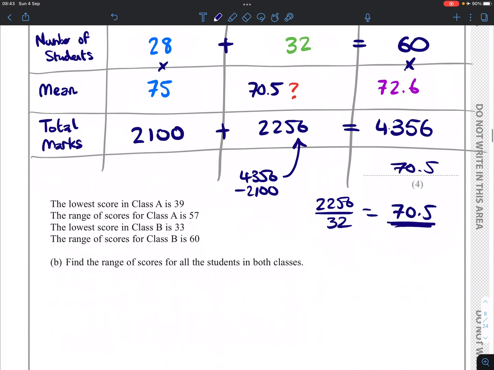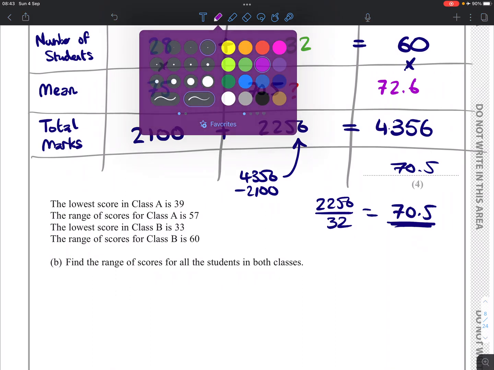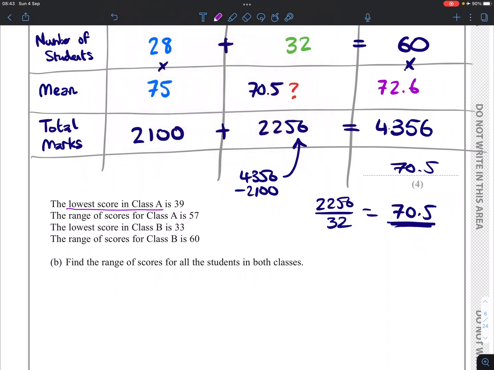And next part, we have here the lowest score in Class A is 39. The range of scores for Class A is 57. The lowest score in Class B is 33, and the range for class scores in B is 60.